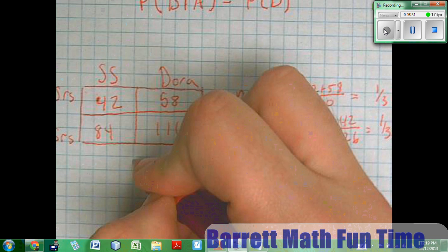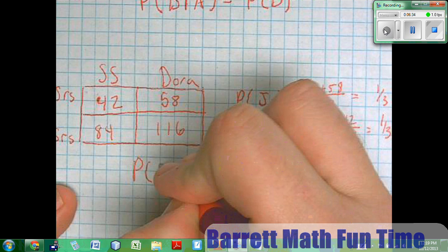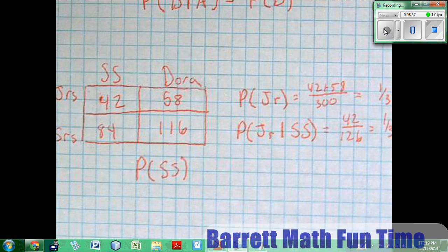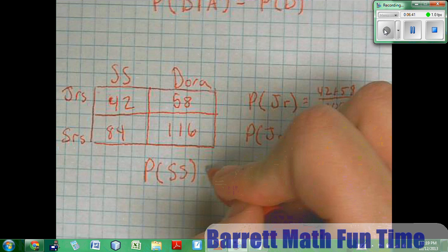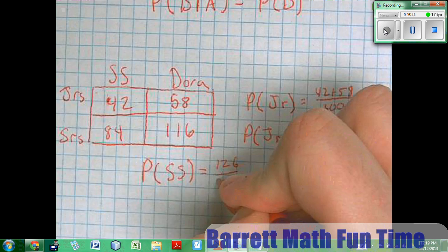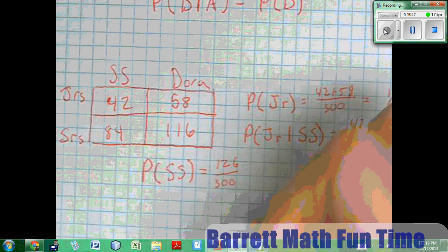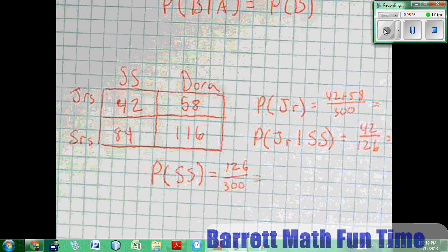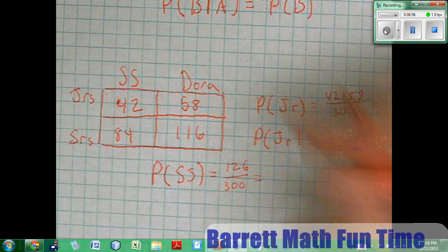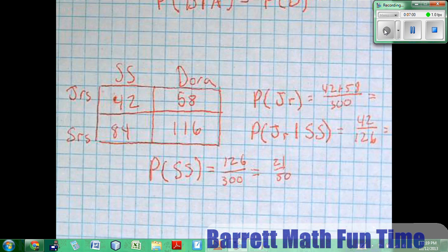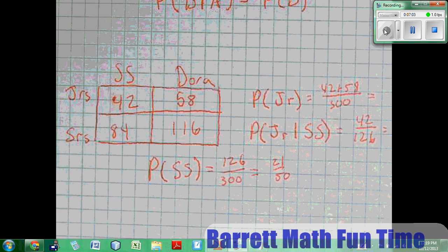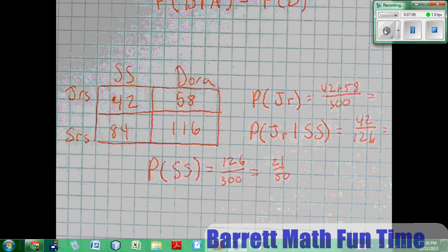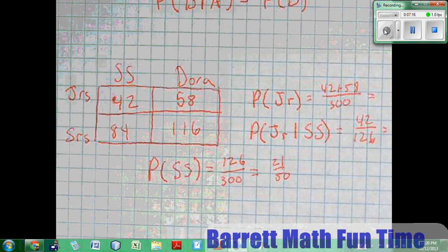What is the probability of SpongeBob? 126 out of 300. Okay. Probability of SpongeBob is 126 out of 300, which simplifies down to 21 out of 50. How did I know that? Have it in your calculator. Or you divide by 6 across the board.